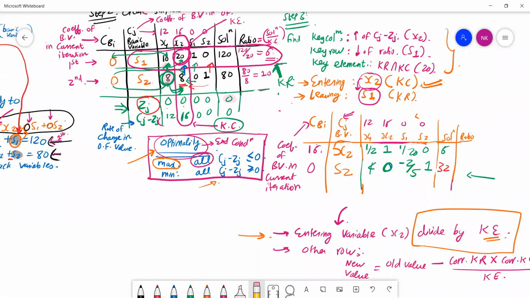So anybody having any doubt in computation of any of these values? If you are having any doubt, then you can ask me. Anyone? I have received the response from 2 people. I am waiting for 3 to 4 more.